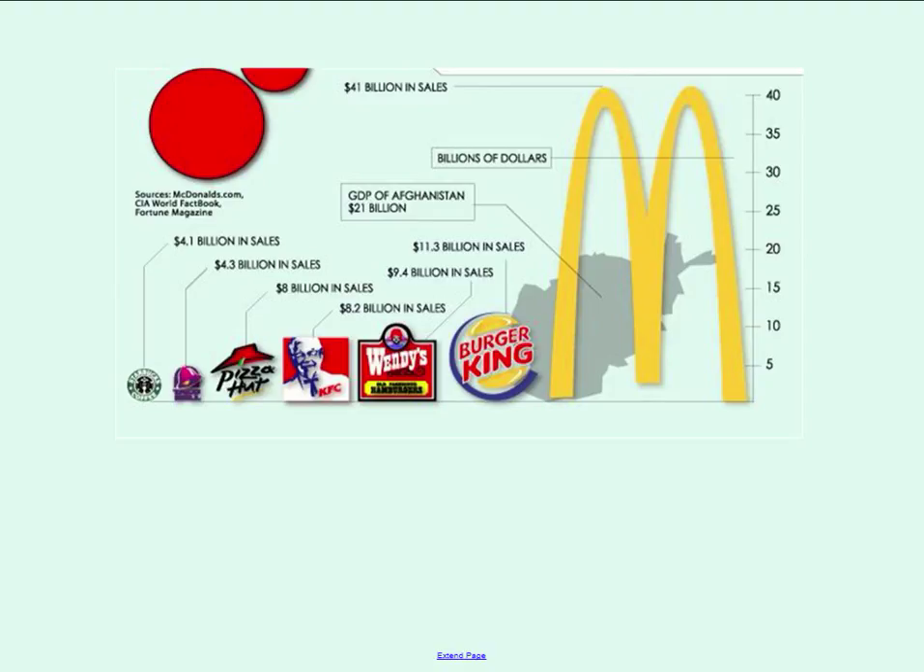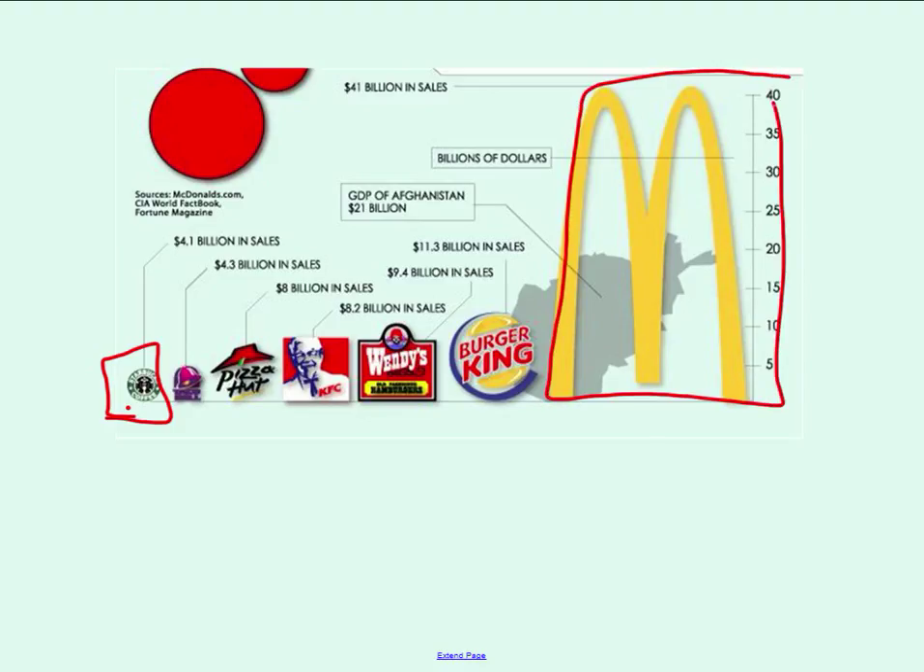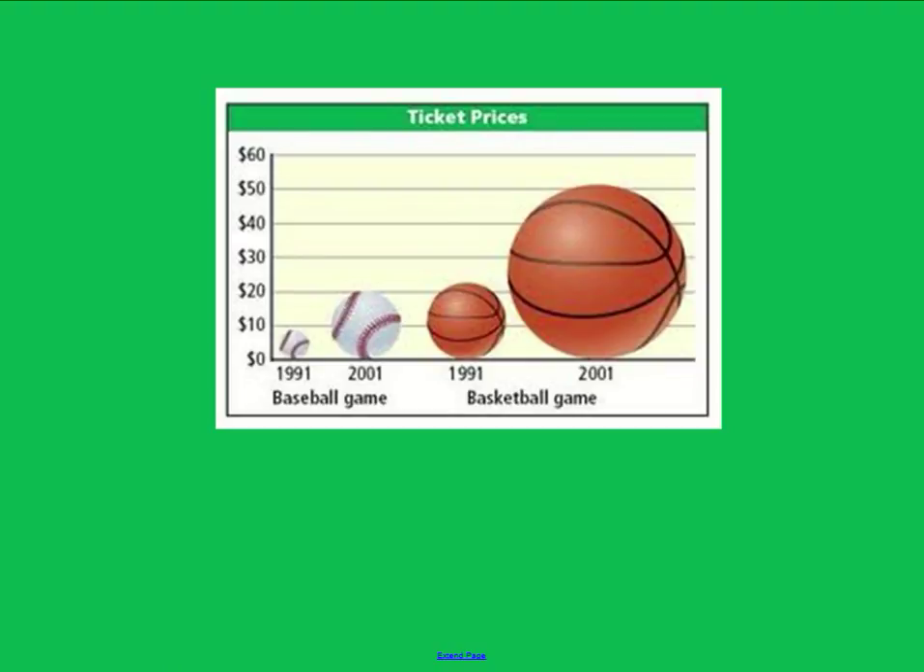It's the same type of thing here with Starbucks and Wendy's and McDonald's and Pizza Hut. If we look at the Starbucks icon, it's really small, which makes you feel like they're really not producing that much in sales, whereas this McDonald's icon is huge. If they had done just a regular bar graph, it would have been easier to compare this, and it would have been a lot more accurate in our perceptions.